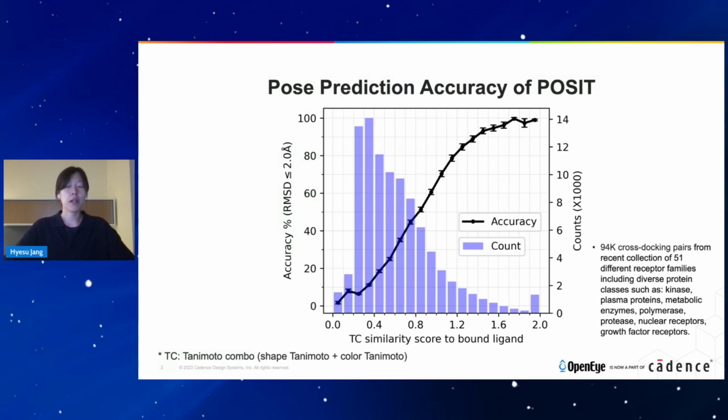And this is the latest validation results of POSIT. POSIT is OpenEye's fast molecular pose-prediction tool. This plot shows the accuracy of predicting the right binding mode with respect to the similarity of your molecule to the template ligand. The black accuracy curve shows that the accuracy of POSIT is high when your molecule to pose is similar to the template ligand, and the accuracy decreases as the similarity decreases. And the histogram shows the distribution of similarities between the cognate ligands of cross-docking pairs from the validation set.